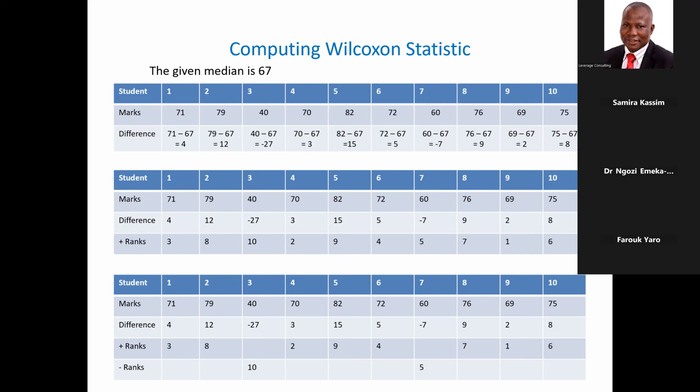Followed by 7, you give it 5. You don't consider the sign. Followed by 8, you give it 6. Followed by 9, you give it 7. Followed by 12, you give it 8. Followed by 15, you give it 9. And the last one is 27, the highest. Even though it has negative rank, you ignore the sign. You give it 10.